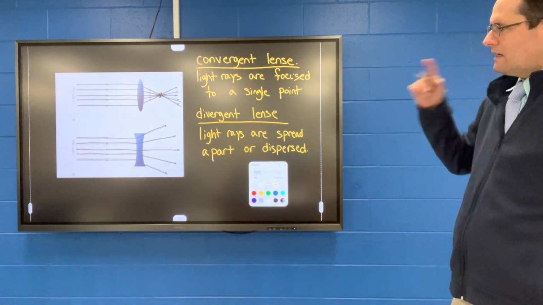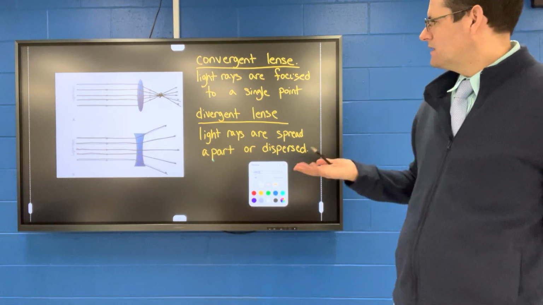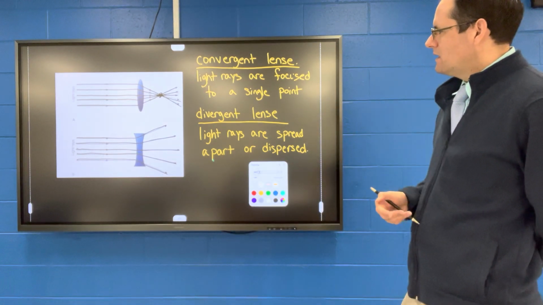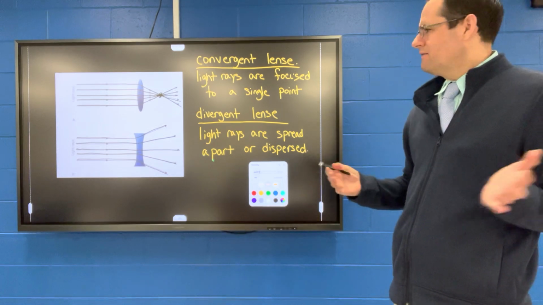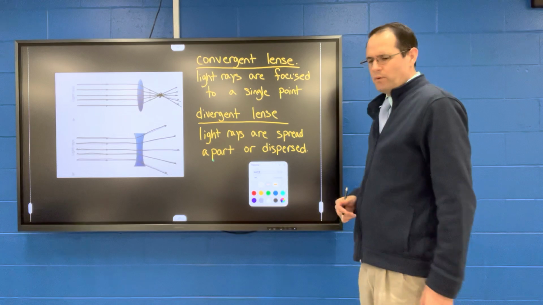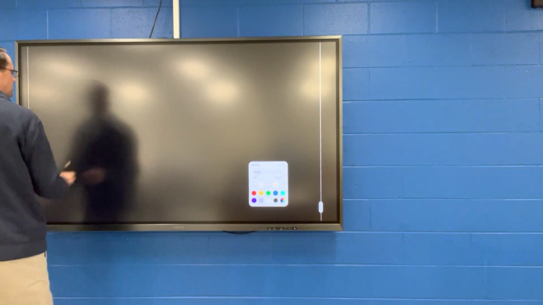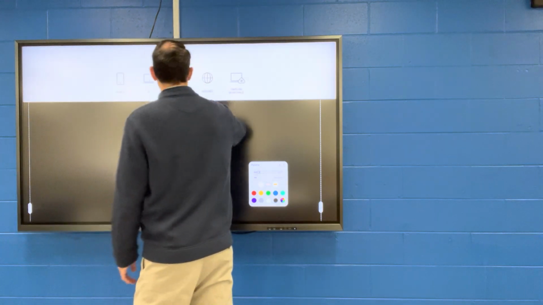So this has certain applications in photography and other kinds of compound lenses, but this would not make a good magnifier glass because the light's spreading apart. So where would you actually see these lenses? Well, let me show you something here.